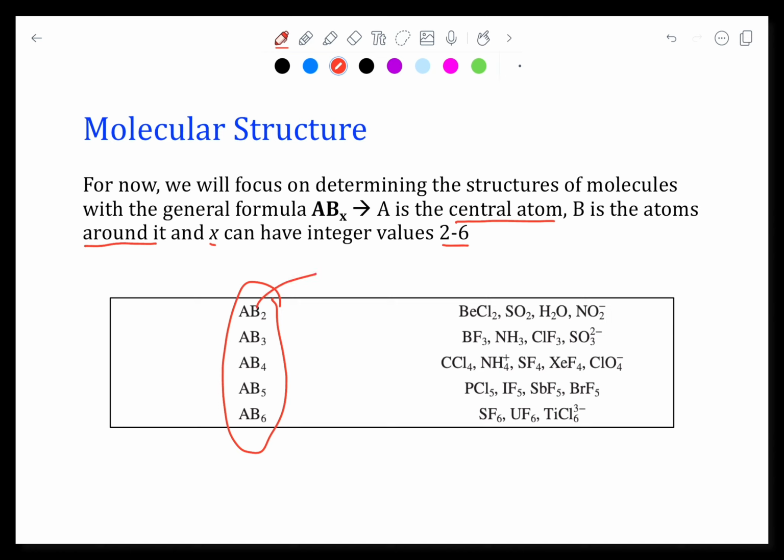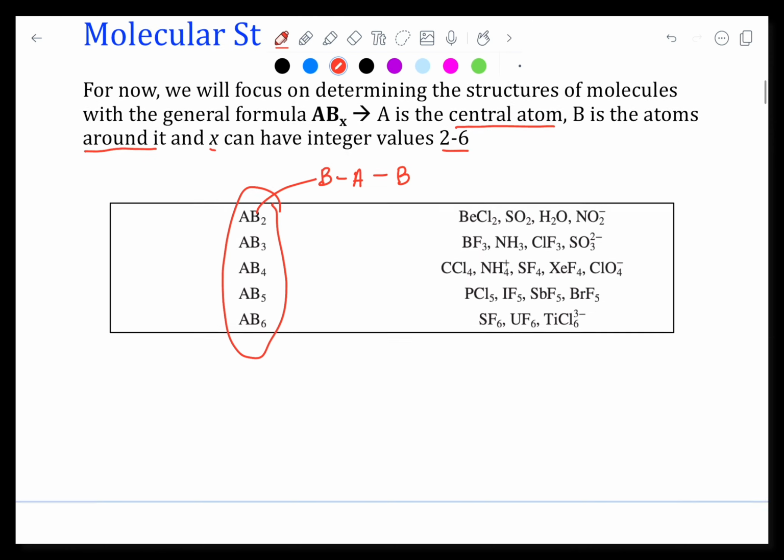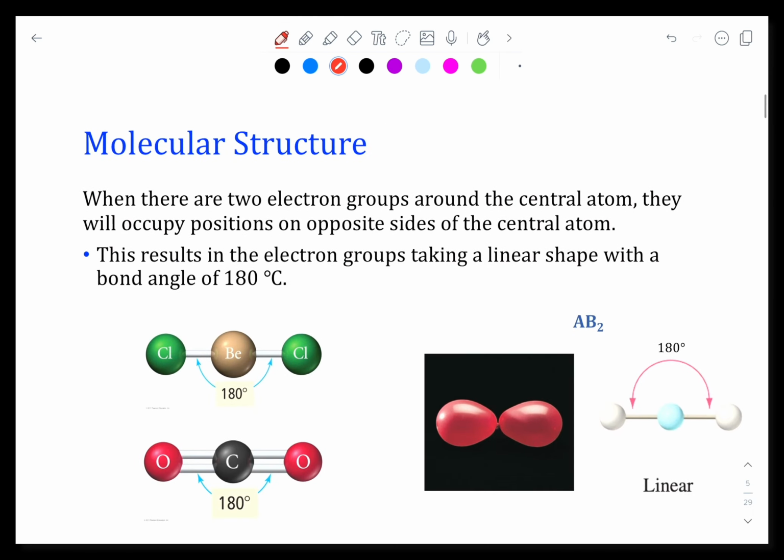So this basically says that there is a central atom A, and there are 2 B atoms that surround it. For right now, we're going to assume that we have enough electrons to make those bonds. There are going to be no lone pairs on what we're talking about for right now. We're just going to look at the basic structure of ABX. We're not going to worry about double, triple bonds, or lone pairs or anything like that. Okay, so let's start off with AB2.